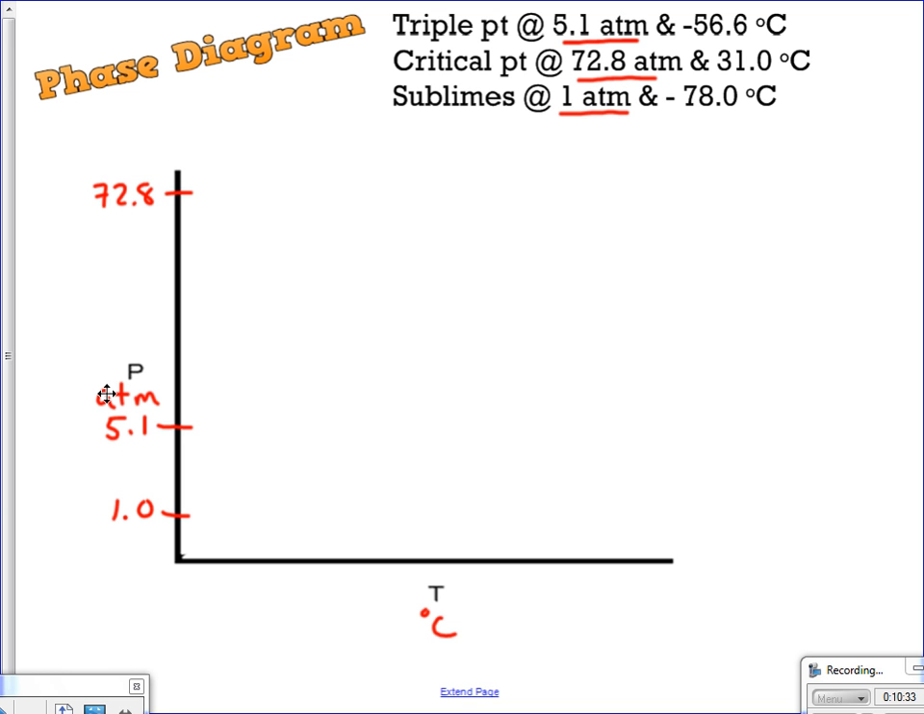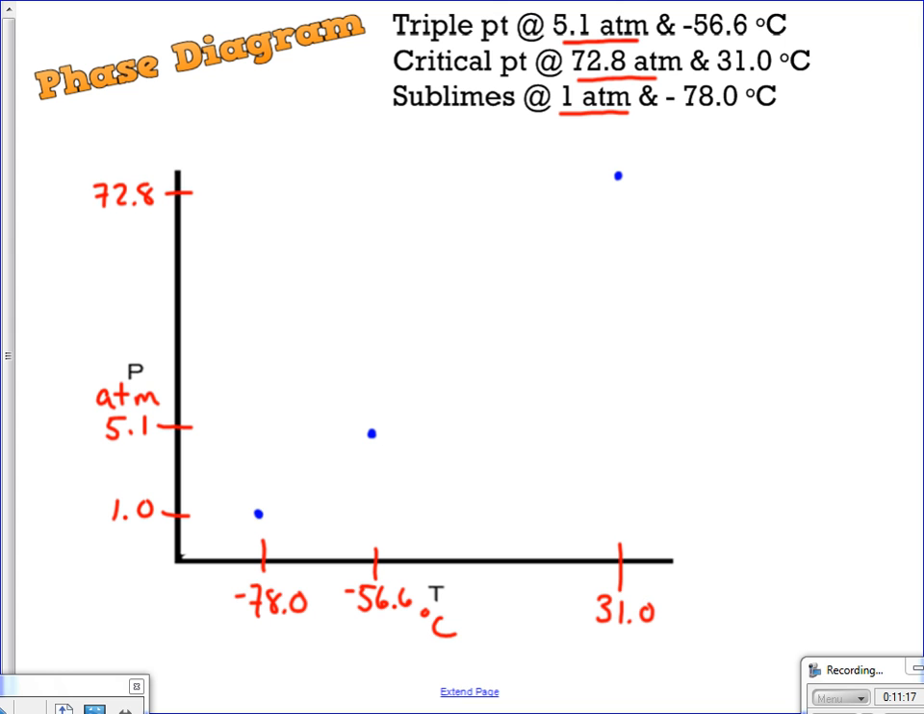Temperatures, again, think about what you're given. I have 31 degrees. I have negative 56.6. And I have negative 78.0. And don't worry about whether it's to scale or not. You just need to make sure that it's in the proper order. So then what you can do is you make these points. So it says it sublimes at negative 78. And maybe I'm not doing this great. We'll find out. 5.1 and negative 56 is the triple point. And the critical point is 72.8 and 31.